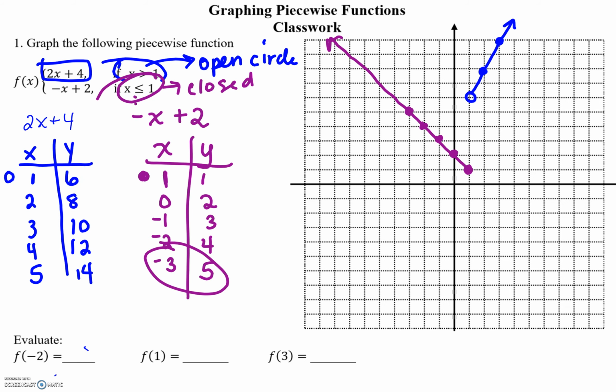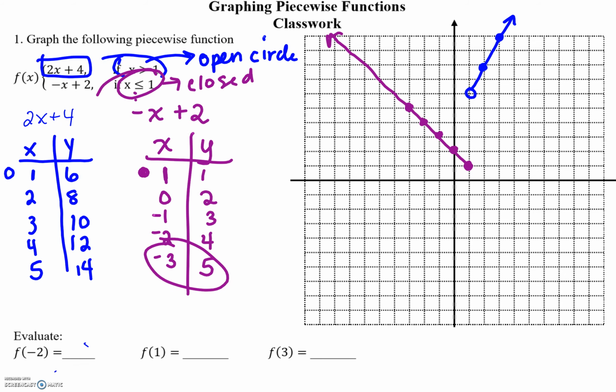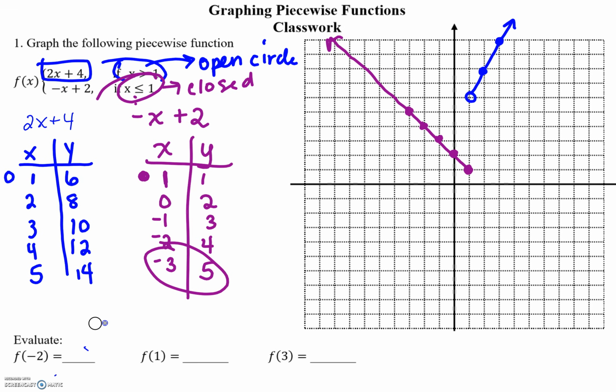Okay, so now let's look at evaluating on the bottom. So this is saying find y when x equals -2. Now we have to look at where -2 falls in. It's in the purple side of the function. So when x is -2, our y value is 1, 2, 3.